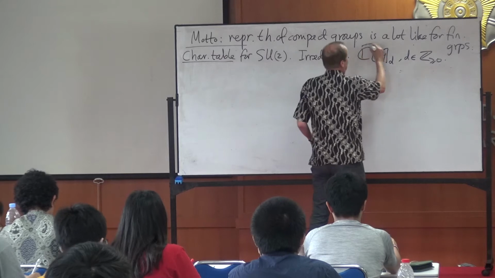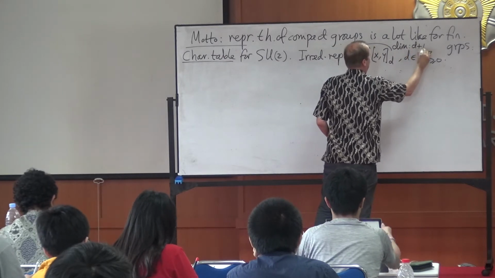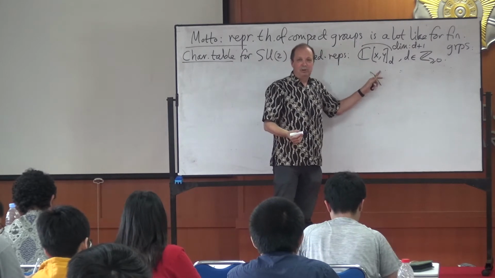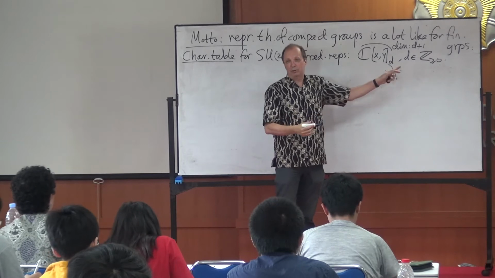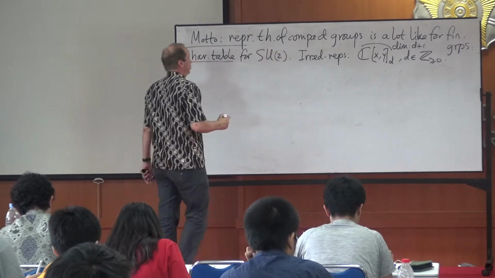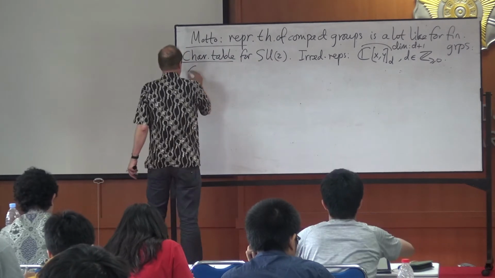And the dimension of this space is d plus 1, because you start with x to the d times y to the 0, x to the d minus 1 times y, up to y to the d, that is d plus 1 elements. Okay, so those are the irreducible representations. Now the conjugacy classes.